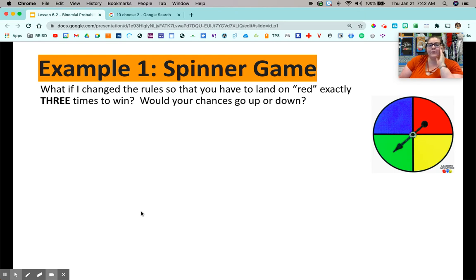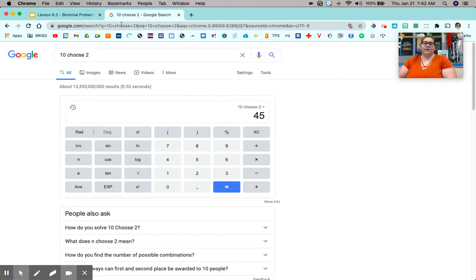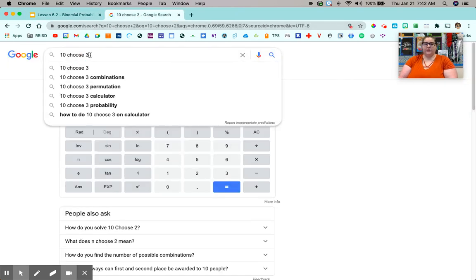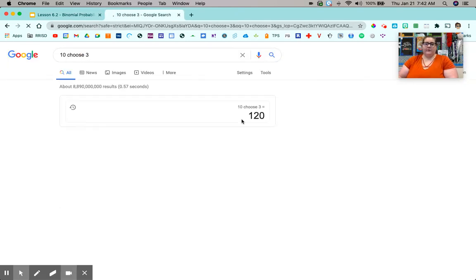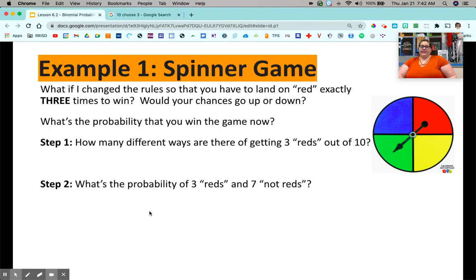If I wanted to get red exactly 3 times, what's the probability that you win the game now? So step 1, how many different ways are there of getting 3 reds out of 10? Again, if I go to Google and say 10 choose 3, it would tell me that there are 120 different combinations, or different ways, for that to happen.